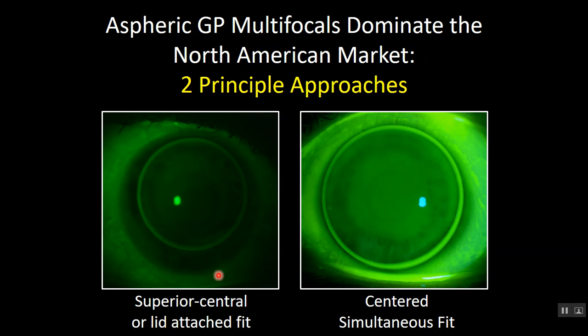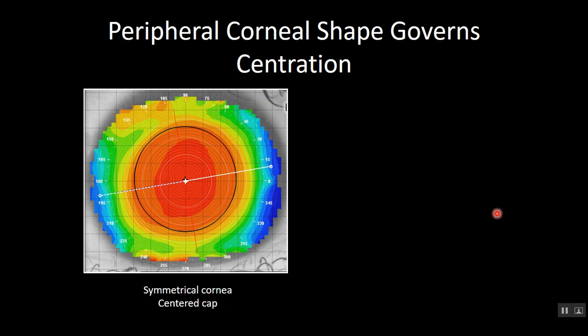In North America, we have two basic types of aspheric that dominate the market. Number one is your superior central or lid attached RGP lens that provides simultaneous vision with possibly some translation. Another approach is to fit a larger diameter lens centered to the cornea and provide simultaneous vision. So there isn't any translation, or should not be, to the centered simultaneous fit lens, the larger lens.